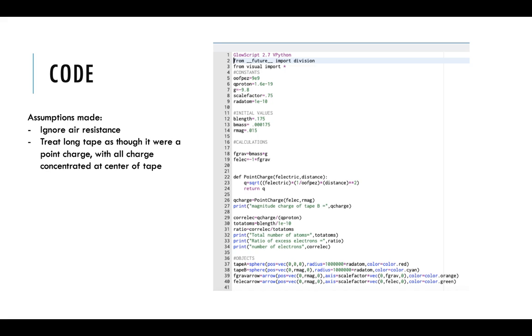As for my code, some assumptions made were to ignore air resistance and to treat the long tape as though it were a point charge with all the charge concentrated at the center of the tape. And this is an image of the code I used to make my calculations.